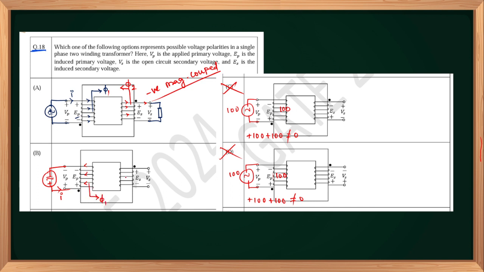Now phi 1 is going to link with coil 2 turns and induces an EMF. That EMF is going to drive the current through the load. This EMF has to drive the current of the load.